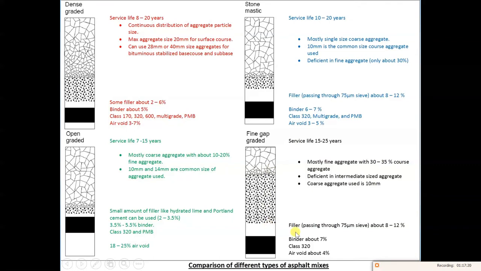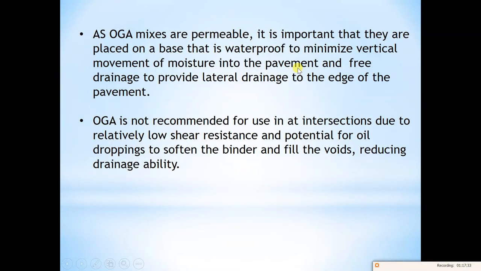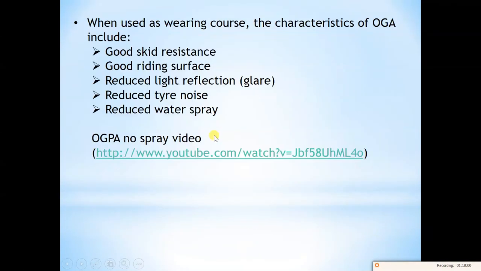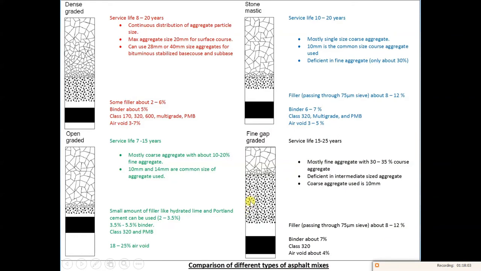But I think the life is much longer for the fine gap graded, because this one is mostly used for light traffic, whereas the stone mastic is used for heavy traffic. So the fine gap graded mix relies for stability on the stiffness of the fine aggregates, filler, binder mixture. This one has a very abundant amount of this binder mixture, because you have a lot of fine aggregates, a lot of filler, and a lot of binder.